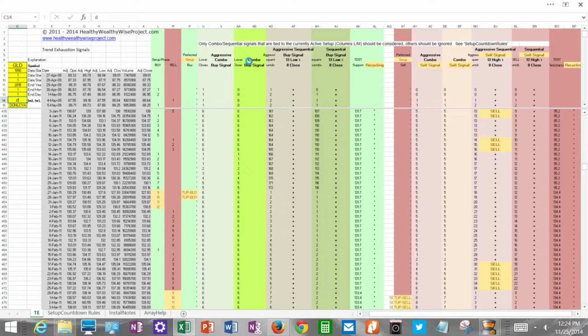The other indicators, combo: we have aggressive versions of both combo and sequential for buys and for sells, as well as buying support levels, selling resistance levels, and a recycling indicator on buying and selling when the momentum is so strong that it's expected to continue in that direction.